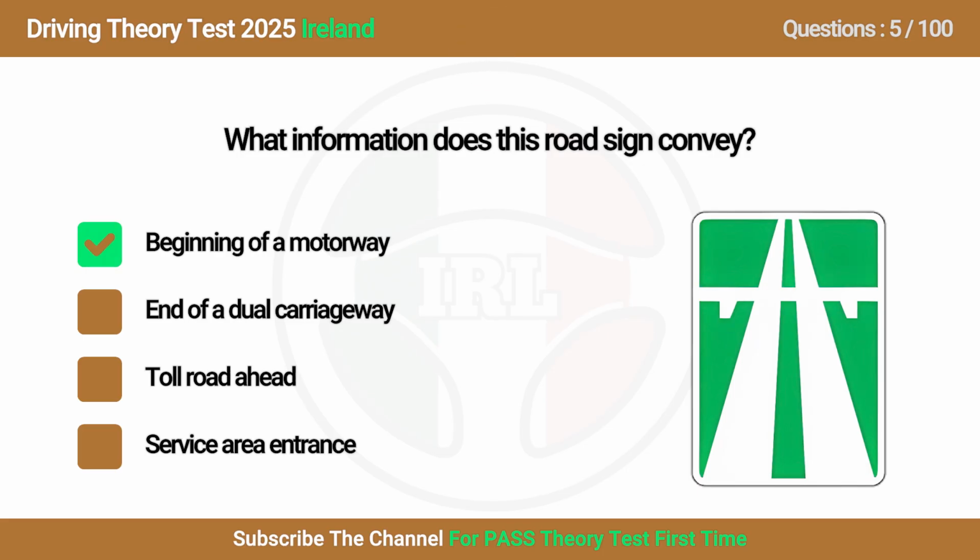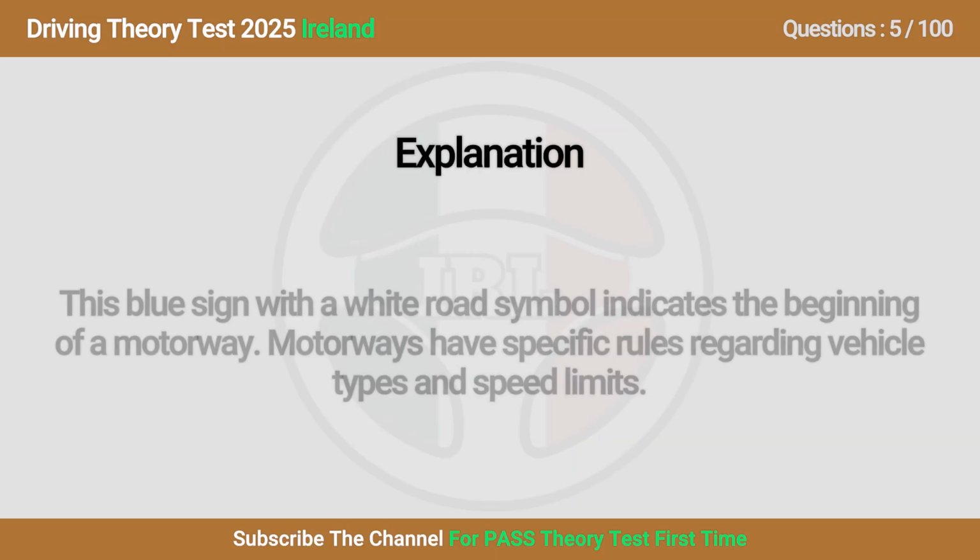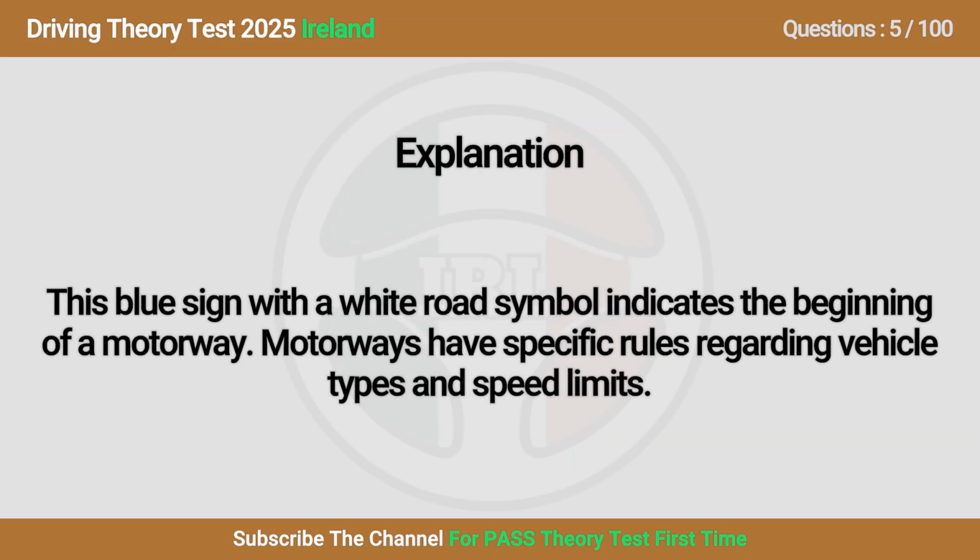Answer is A. Beginning of a motorway. This blue sign with a white road symbol indicates the beginning of a motorway. Motorways have specific rules regarding vehicle types and speed limits.